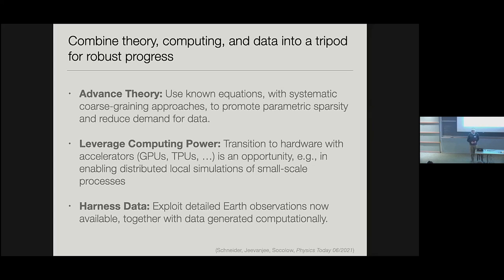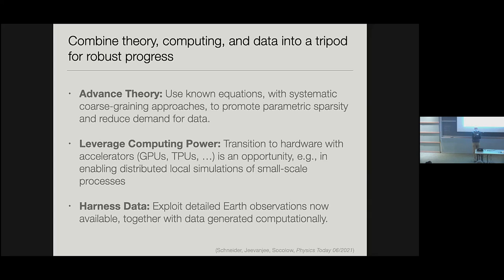Computing power has increased enormously, exponentially, since the early days of climate modeling. It's about a factor 10 to the 9 increase in computer performance. There is a bit of a lament in the climate modeling community about the transition that's underway in hardware architectures. We all have to learn to use GPUs and whatever other accelerator architectures come around, TPUs and the like. It's a bit of a lament because it requires recoding climate models. It's hard, but it's an opportunity.